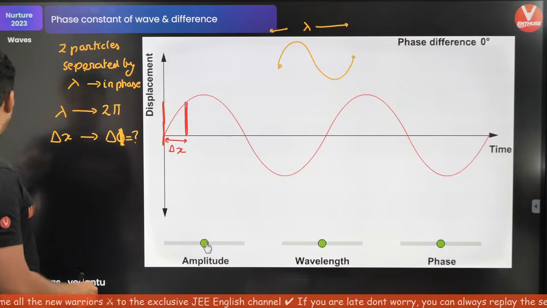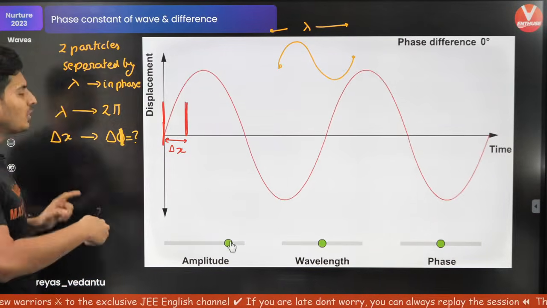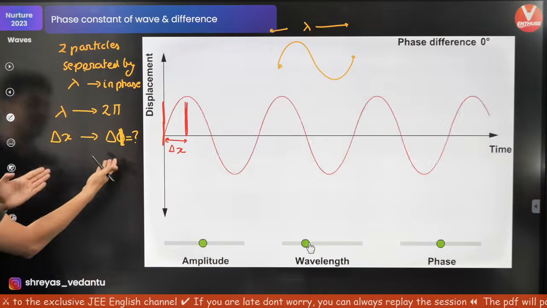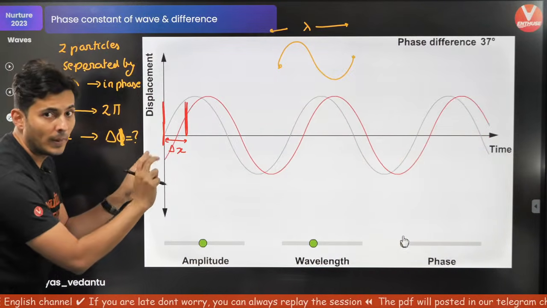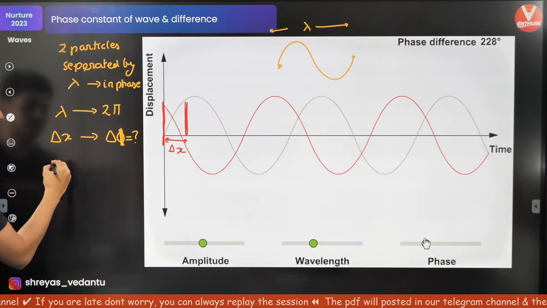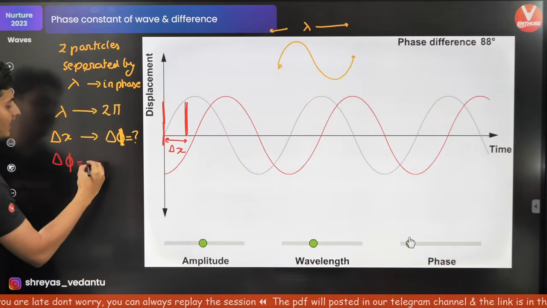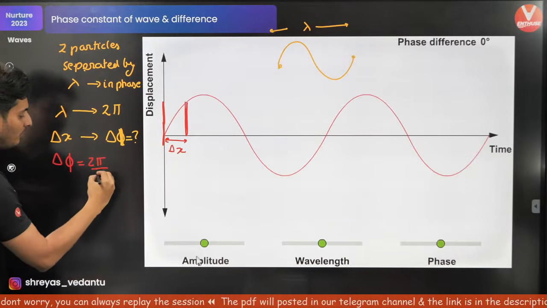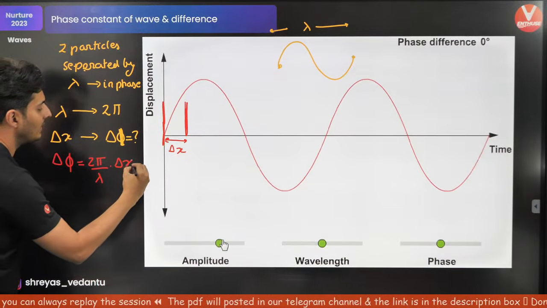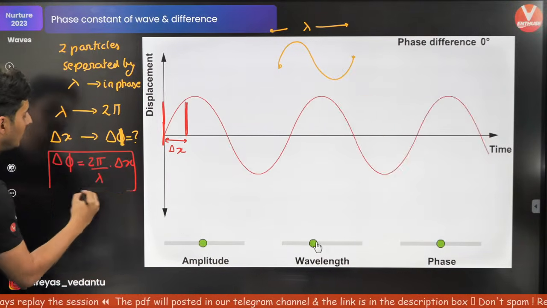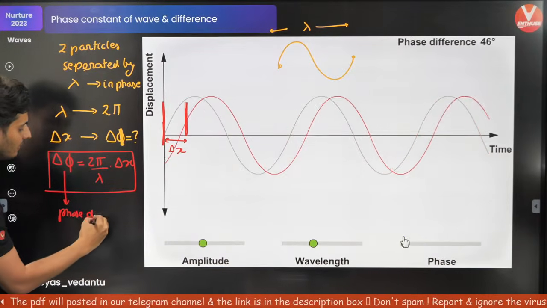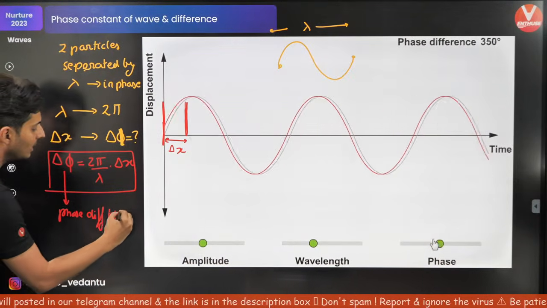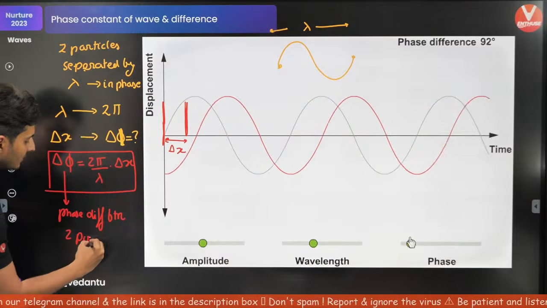Yep. So for the phase difference between them, use your unitary method and you will understand it very easily. For lambda, for wavelength, it is 2 pi. For delta x, how much is it? So obviously delta phi will be 2 pi per wavelength into delta x. This is your formula for finding basically the phase difference between 2 points.